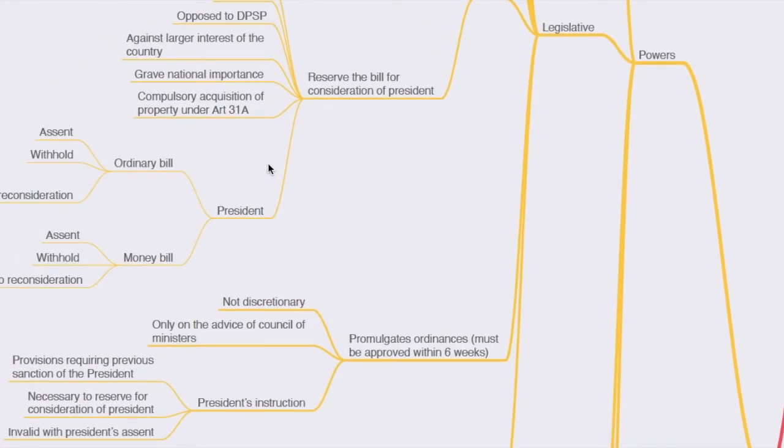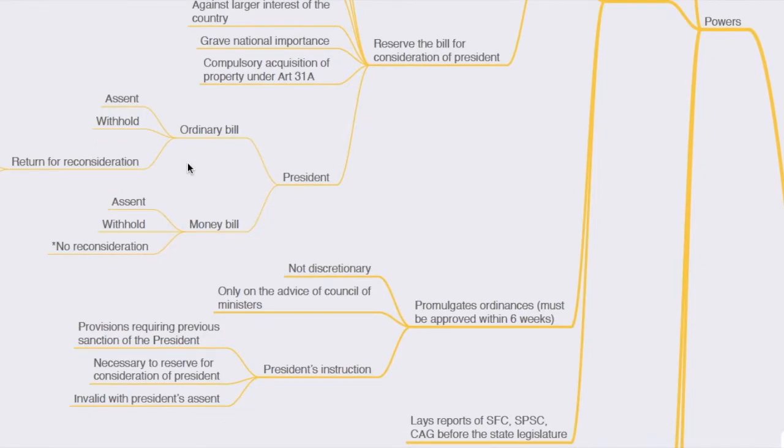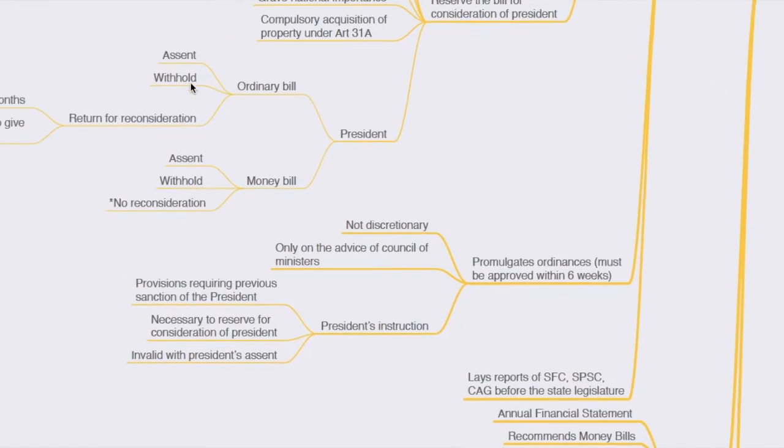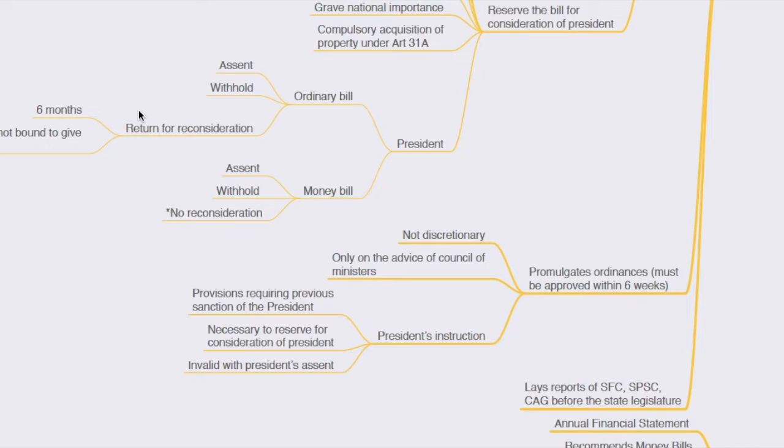And what can the president do? If it is an ordinary bill, the president either gives assent to the bill or he withholds the bill. Again, when he withholds, bill dies out and it doesn't become an act, or he can return for reconsideration. If he sends for reconsideration, then the state legislature has to pass it again and give it for the assent of the president within 6 months. And here also, the president is not bound to give assent even after the reconsideration.